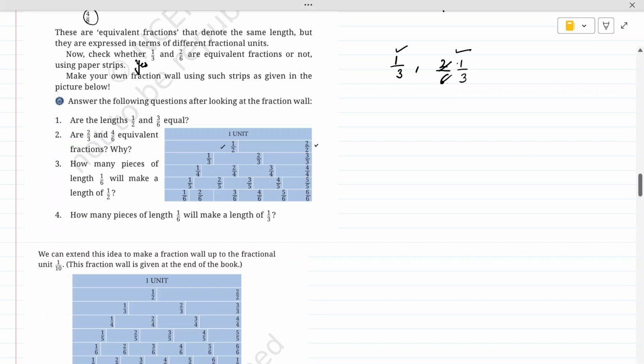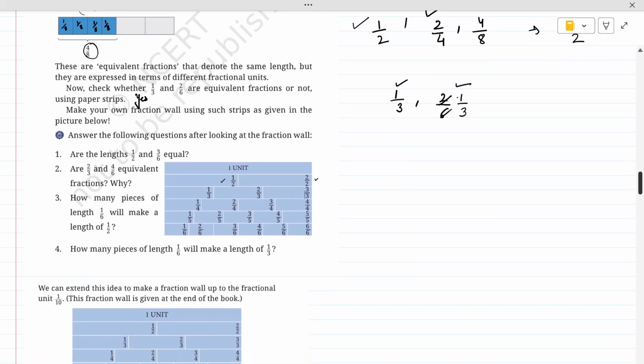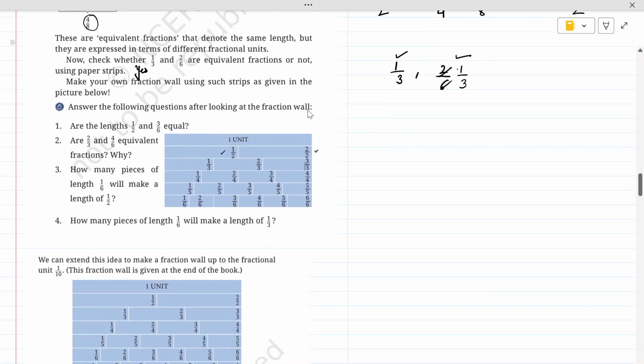If you see the figure which is given here, it is being extended till 10. So this is still 6 only, where we are dividing one unit into 6 equal parts. Here we are further dividing one unit into 7, then 8, 9 and finally 10 equal parts. So this can be done for any length. Now let us move to the question. Answer the following question after looking at the fraction wall. Are the lengths 1 by 2 and 3 by 6 equal?